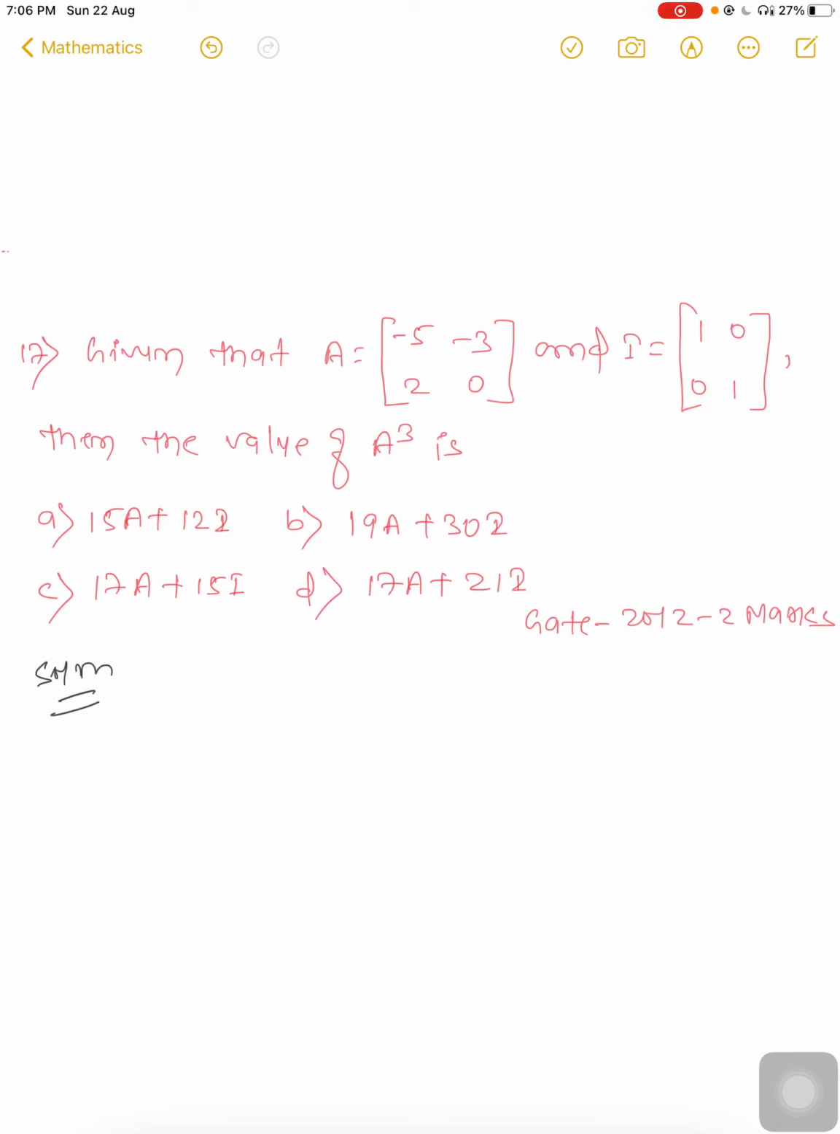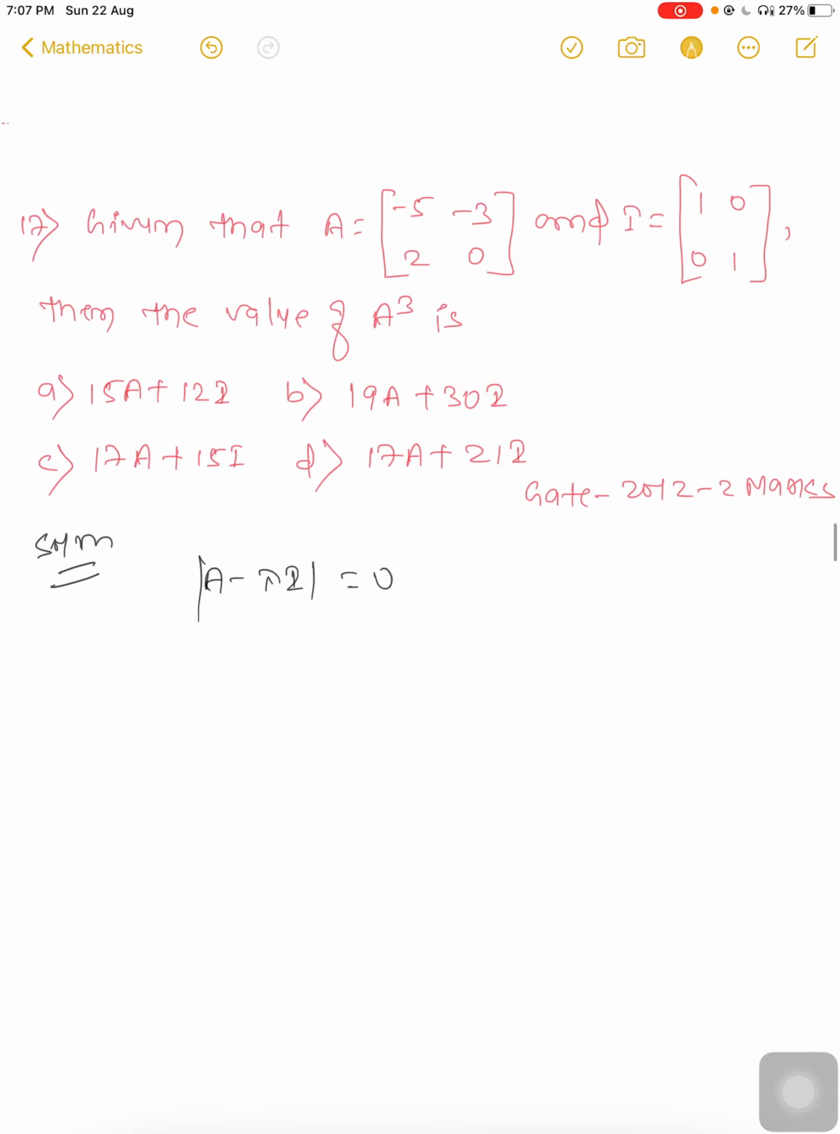Okay. So first find out the characteristic equation, then you will get the answer easily. Otherwise, we have to find the answer in terms of A. So go from the characteristic equation way: determinant of A minus lambda I is equal to 0.